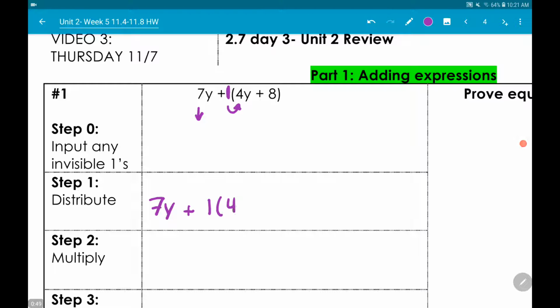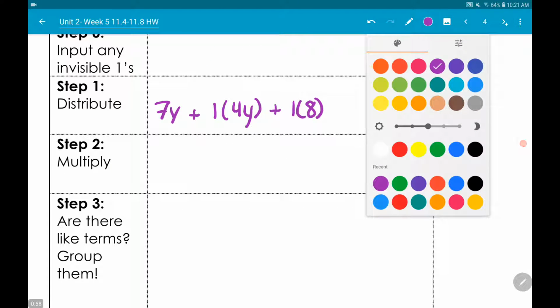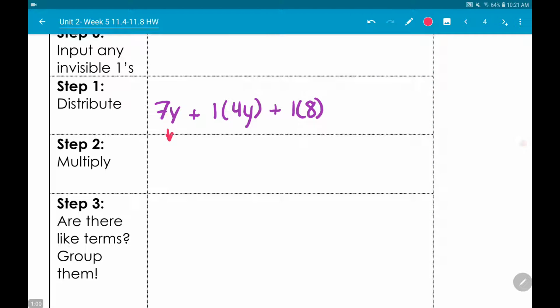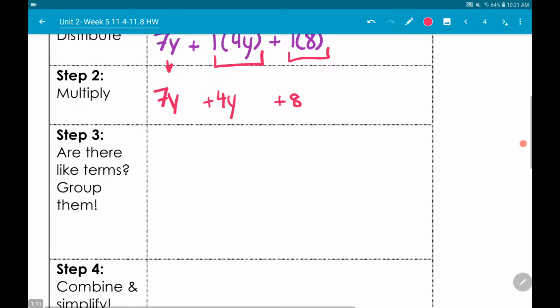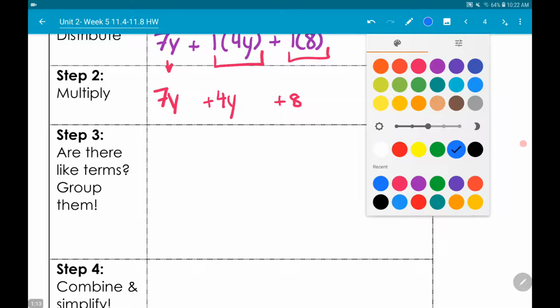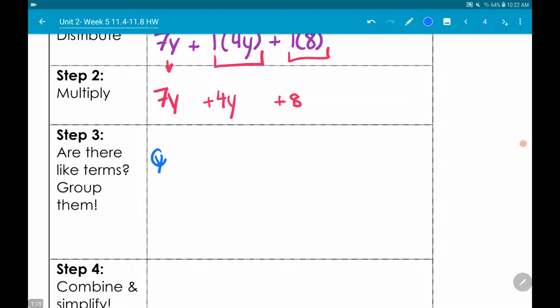So the 1 is going to go with the first term, and then we're going to do that again with the second term. Okay, now we can go ahead and do our multiplication. Again, the 7y is just getting brought down. This is getting multiplied. All right, are there like terms? If there's like terms, we're going to group them. So I have my y group and my number group.